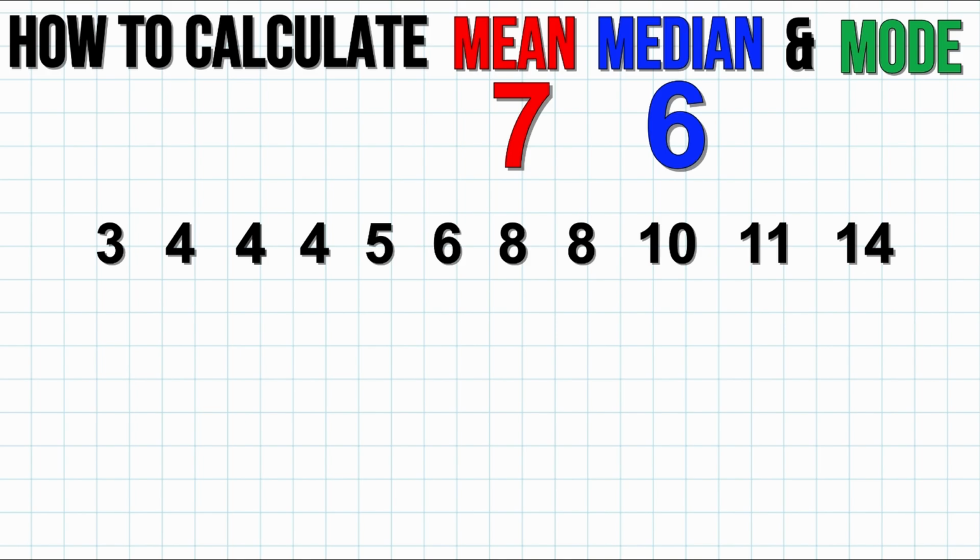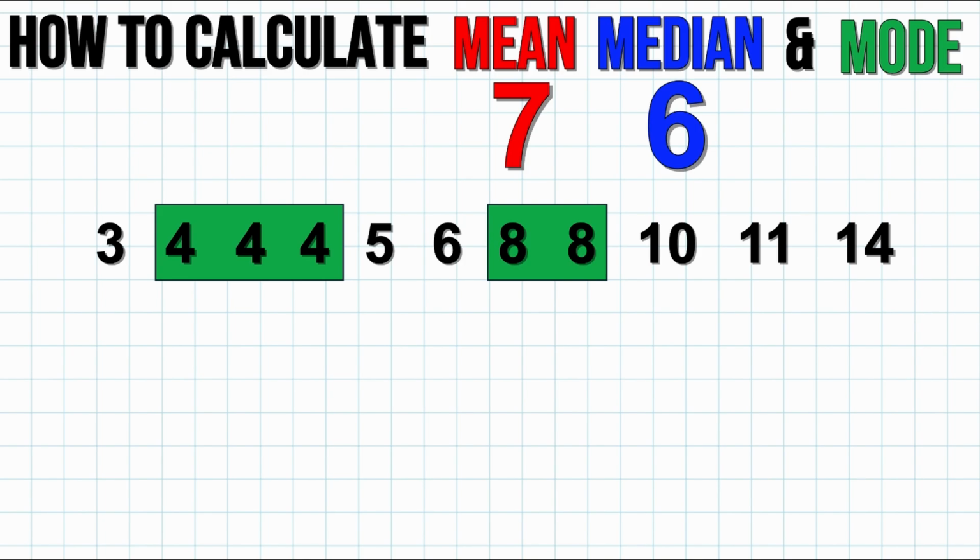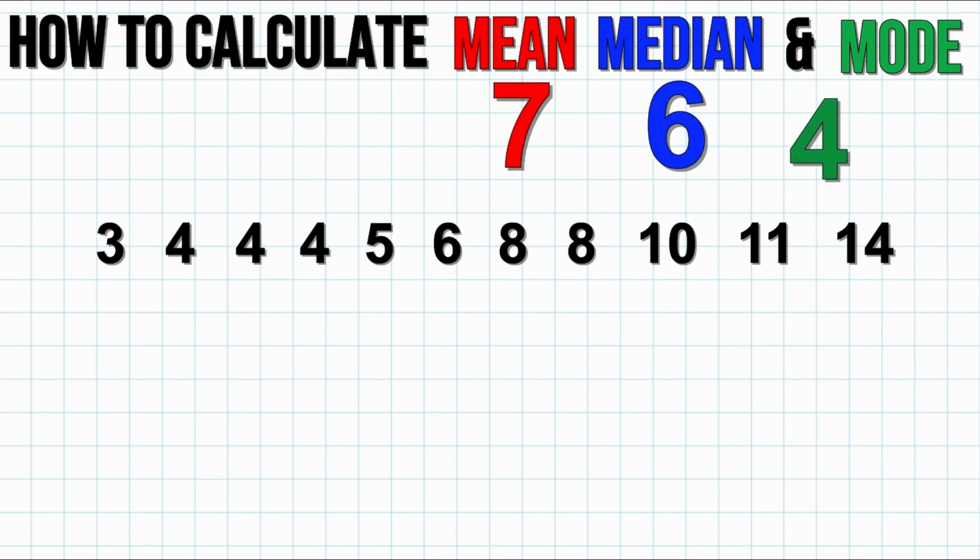Finally, I need to calculate the mode. And mode sounds like most. So here I'm looking for the number that appears the most. So I'll start by looking for any number that appears more than once, and here you can see I have multiple 4s and I have multiple 8s. However, since there's more 4s than 8s, I know that the mode in this case has to be 4.